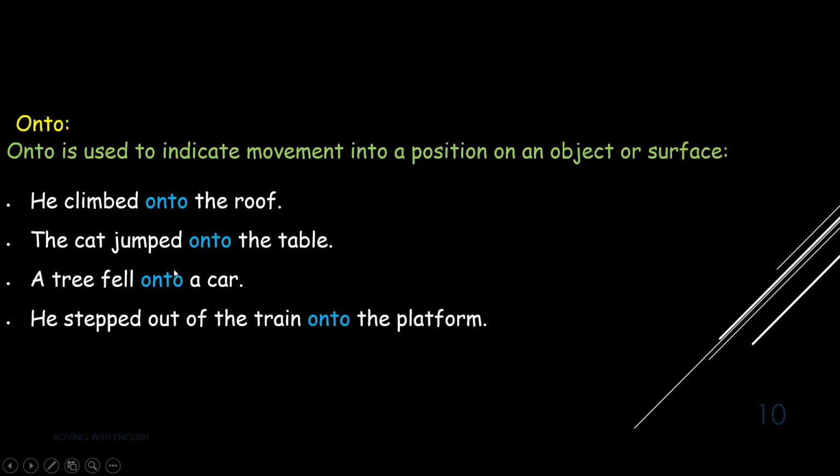Next is onto. This onto is used to indicate movement into a position on an object or surface. Let's take a look at the example. He climbed onto the roof. The cat jumped onto the table. A tree fell onto a car. He stepped out of the train onto the platform.